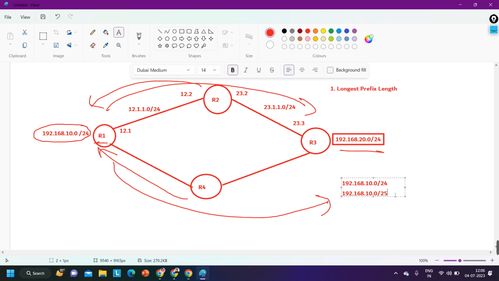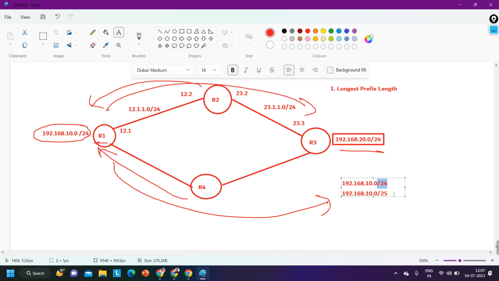So which network is best? Which network is more reliable? This one, because here we have the longest prefix match. The prefix length over here is 25. The prefix length over here is 24. This is the first way the router checks. The first thing that a router checks for the best path selection is longest prefix length.